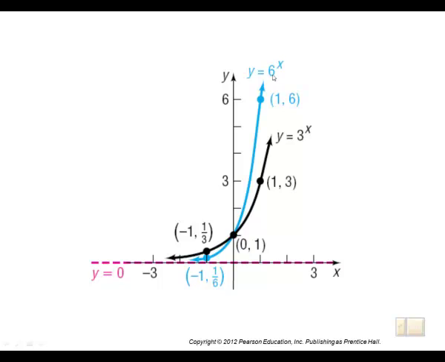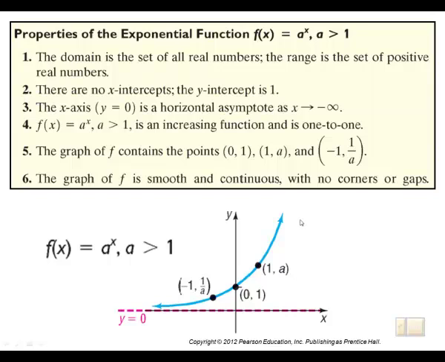Here we have y equals 6 to the x power, and so when x is 1, you get 6, and when x is negative 1, this would be 1/6. Whatever your base is, that first point after the y-intercept is going to be 1 and that number. On the left side, it gets smaller and smaller and closer and closer to that horizontal asymptote of y equals 0, but it won't cross. These graphs will not cross the horizontal asymptote. So here we have f of x equals a to the x, where a is greater than 1.